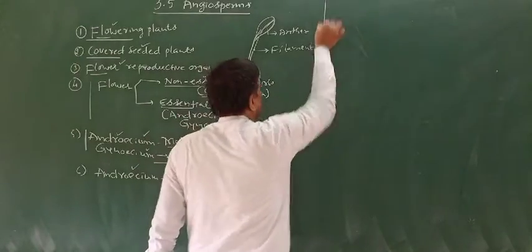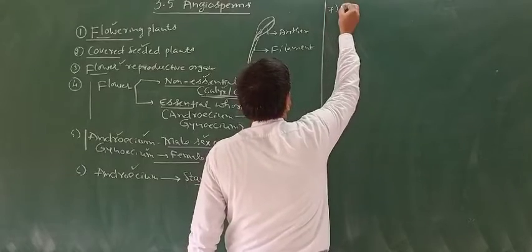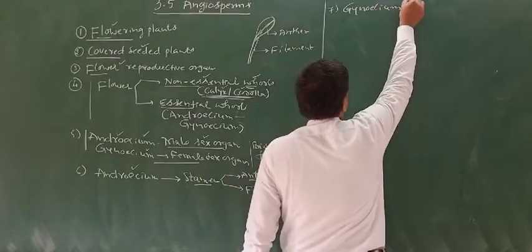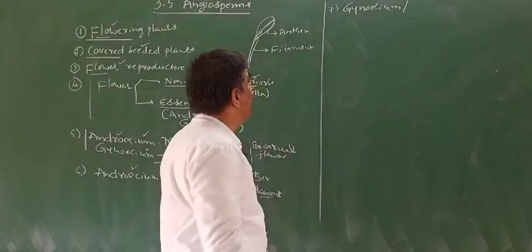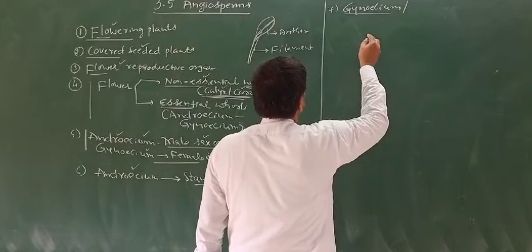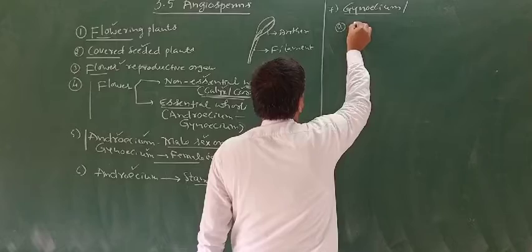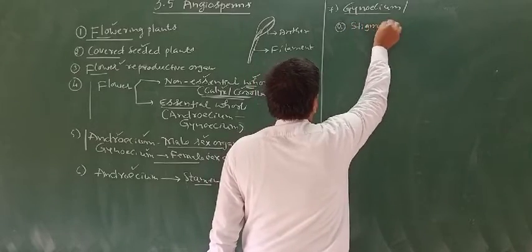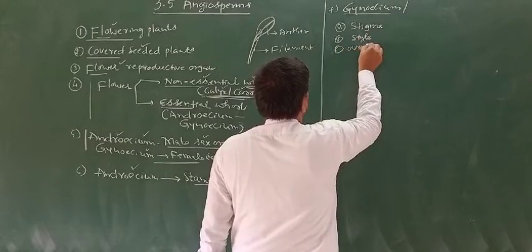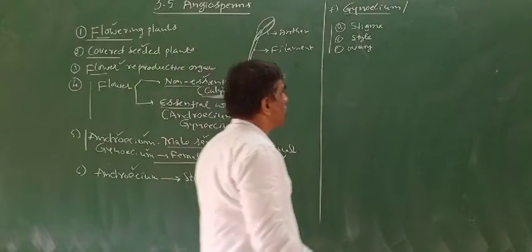And when we move to the next component, that is gynoecium. Gynoecium is also called pistil, or it is also called a carpel. And this pistil or gynoecium is made up of 3 parts. One is called stigma, another is called a style, and the next one is called an ovary. Each carpel is made up of 3 parts: stigma, style, and ovary.